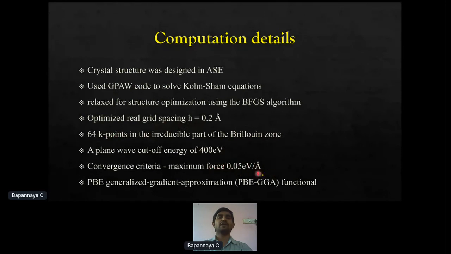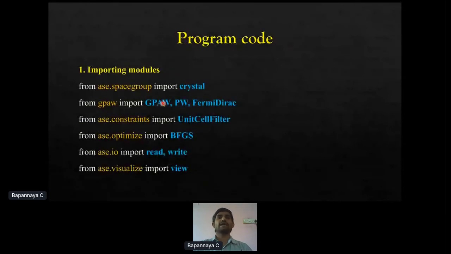And we have set the convergence criteria so that a maximum force of 0.05 electron volts per angstrom is allowed on each atom. And there is one more thing, the exchange correlation functional. We have used PBE, the generalized gradient approximation, which is best suited for DFT calculations. And my actual program code goes like this.